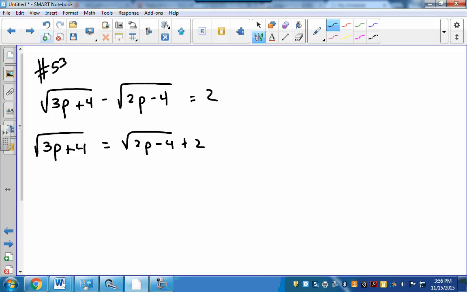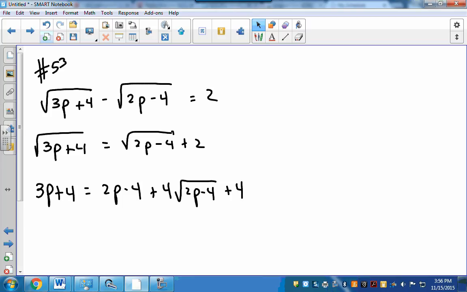And I'll square both sides, 3p plus 4. This one I'll do in my head. If you don't like that, work it out, FOIL it out. But squaring the radical gives me 2p minus 4. Multiplying the two together and doubling it, that gives me 4 of those radicals, square root of 2p minus 4, and then squaring the 2 gives me 4. Okay, so moving, collecting, and all that. Let's see, the 4's go away.